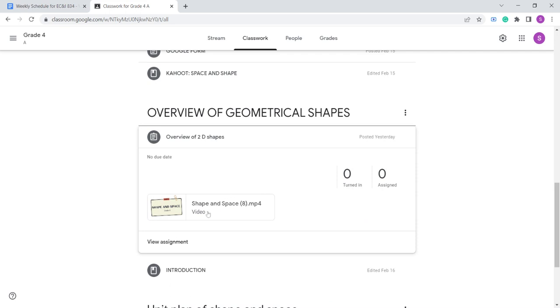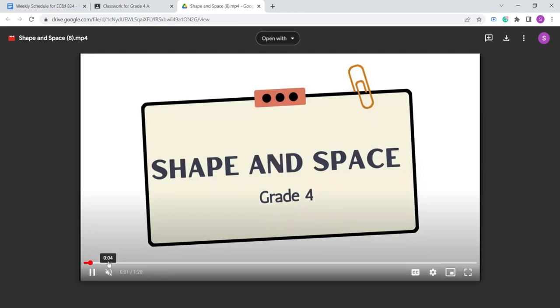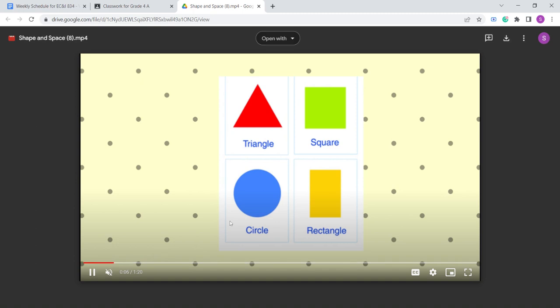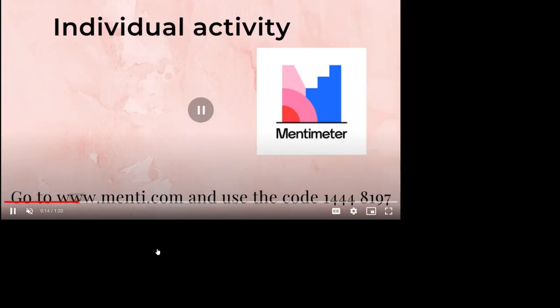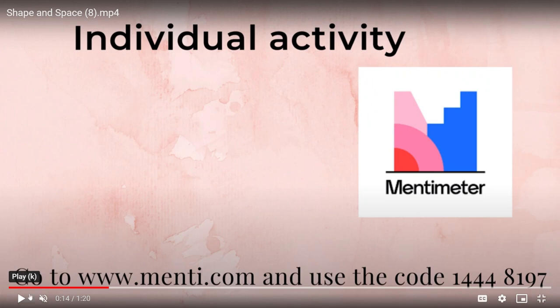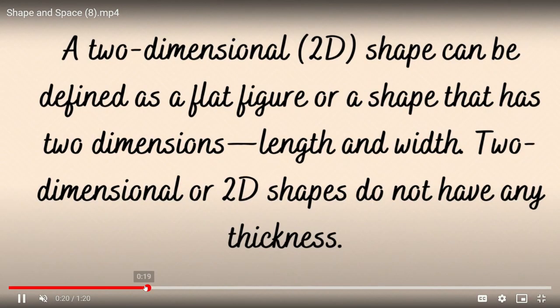And here is the overview of the course, meaning what the shapes are, what the 2D shapes are. And this is a small lesson plan in which I discussed the triangle, square, circle and rectangle. And first of all I added a small activity. This is a Jamboard activity. And here is the definition of the 2D shape and what the 2D shapes are.